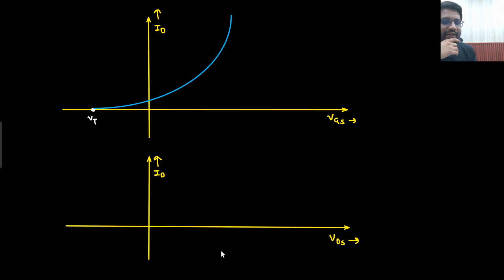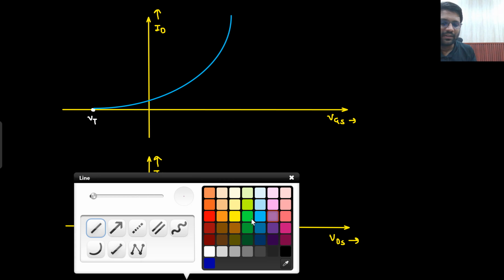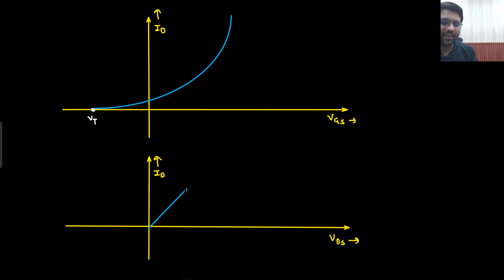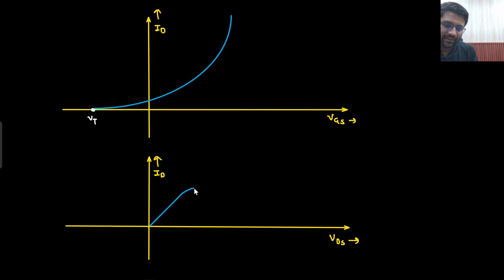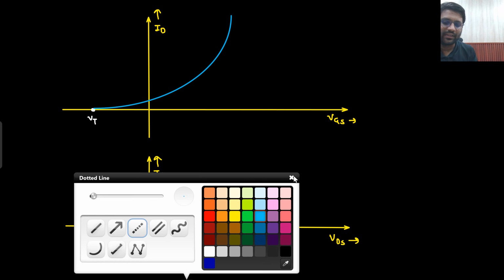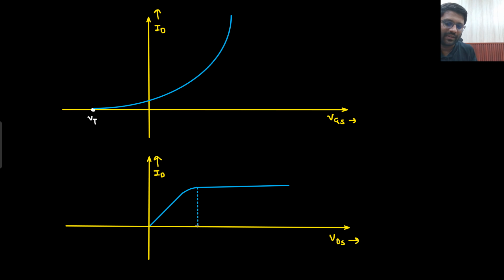What about the ID versus VDS plot? The same kind of plot. Again, the same scenarios would take place. First, it will rise linearly. Then the channel will start depleting, and eventually, from the drain end, it will be completely depleted and the current would saturate. And this value will also come out to be VGS minus VT only. Okay? VGS minus VT. Well and good.